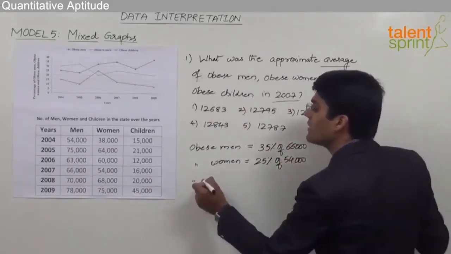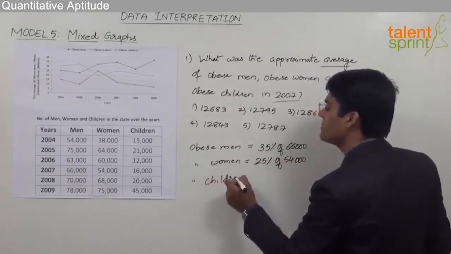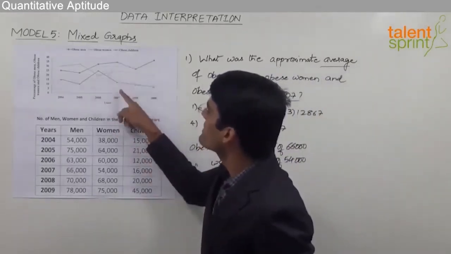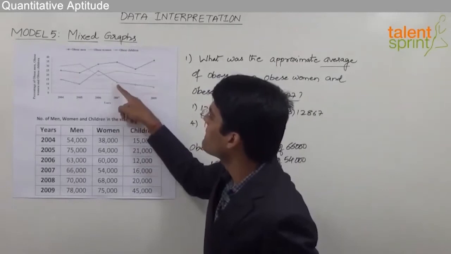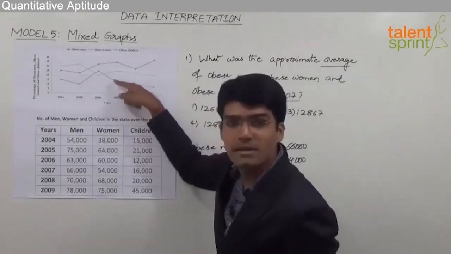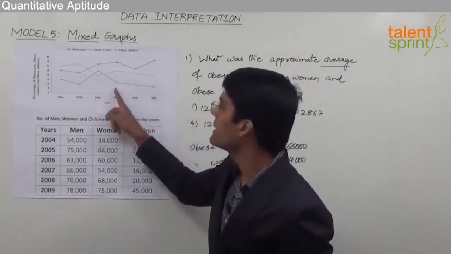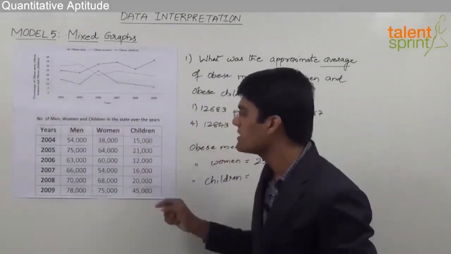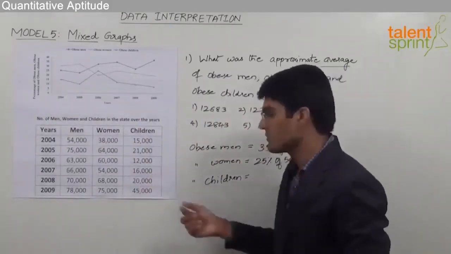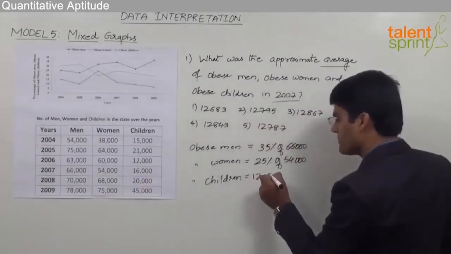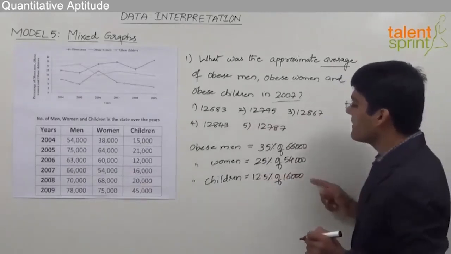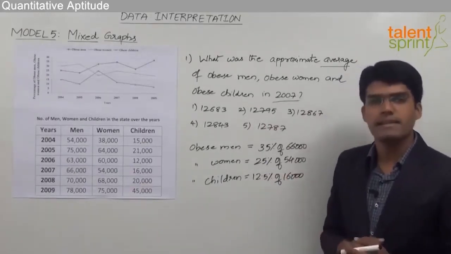And lastly, the obese children in the same year 2007 can be taken as follows: in 2007 the percentage of obese children you see is between 10 and 15. This triangle here exactly lies between 10 and 15. So we know that it can be taken as 12.5. So 12.5% of total children. Total children here is 16,000. So this will be 12.5% of 16,000. Now by simplifying all these values and taking the average, we can get the required answer.